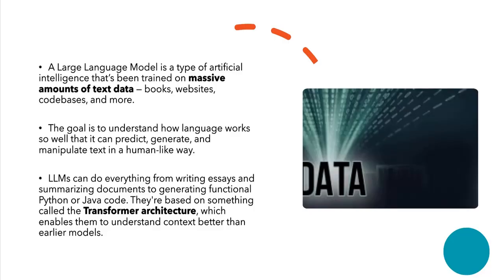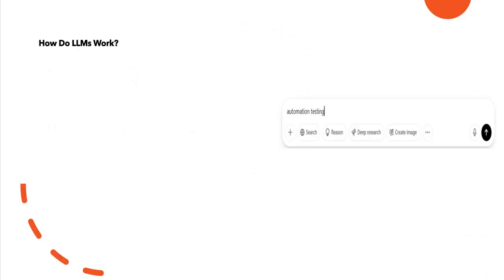Okay, so let's talk about how this LLM model actually works. Now we learned what this LLM model is. An LLM model is basically a model which has been trained with a huge amount of data, correct? But how does it actually work? When you provide any question or any instruction to the AI model, what will happen? Let's understand that.